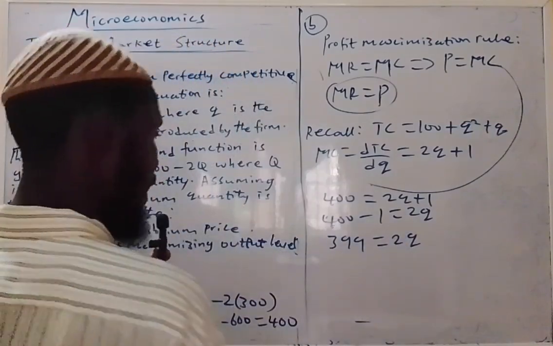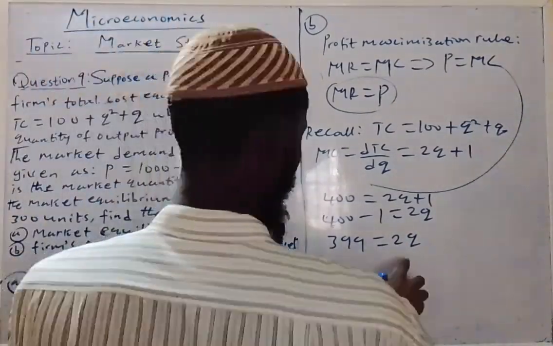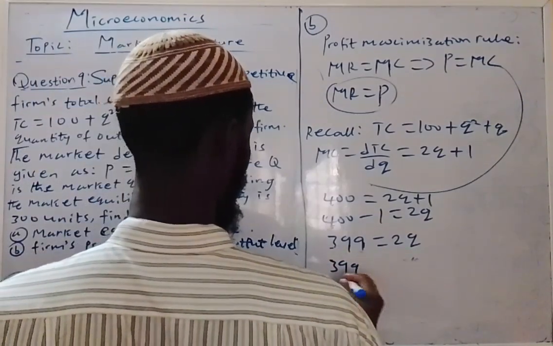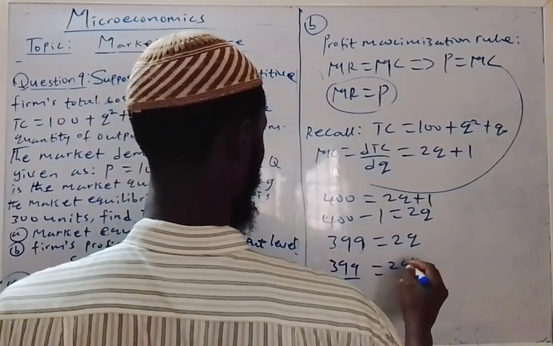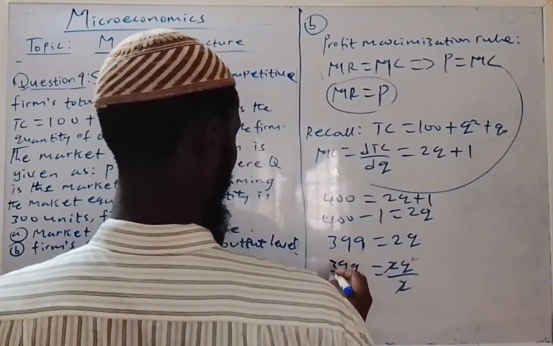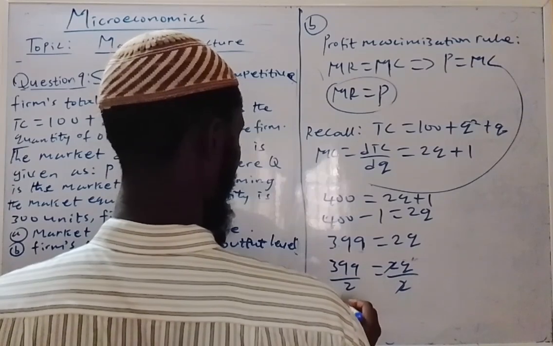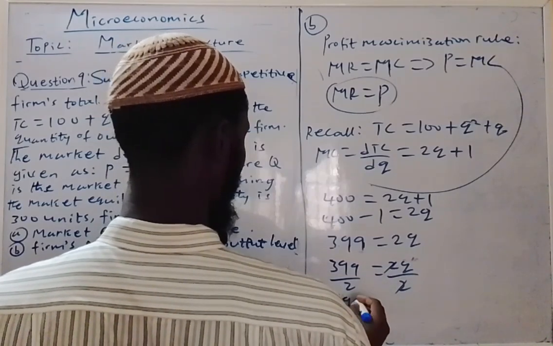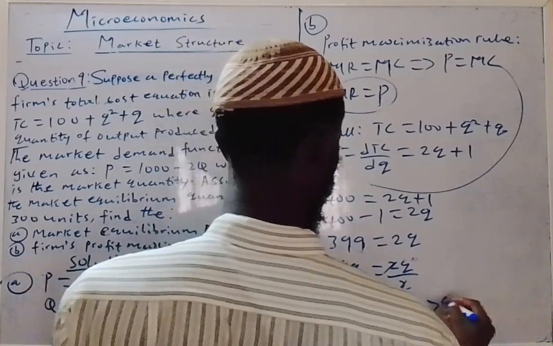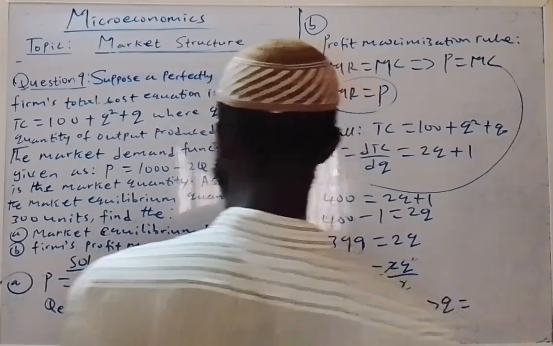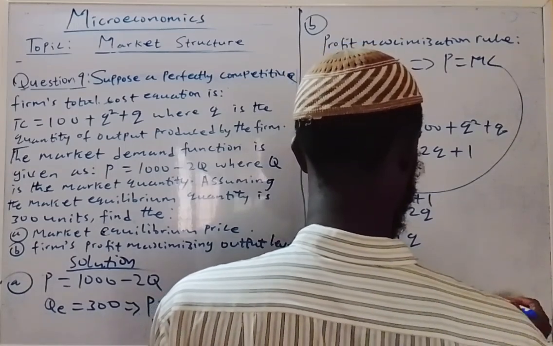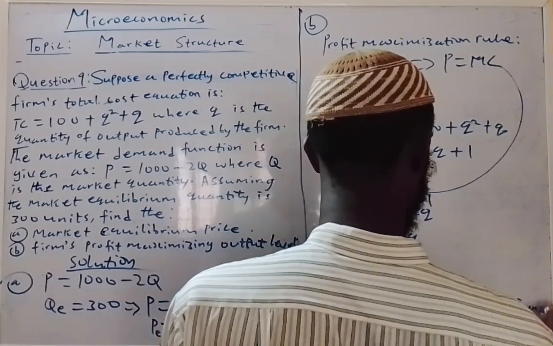Then we divide both sides by 2, that is the coefficient of Q. Then we have 399 over 2 equals 2Q over 2. So this cancels this. By the time we divide 399 by 2, we have 199.5, which is equal to Q. That is our Q. That is the firm's profit maximizing output level, which is equal to 199.5 units.